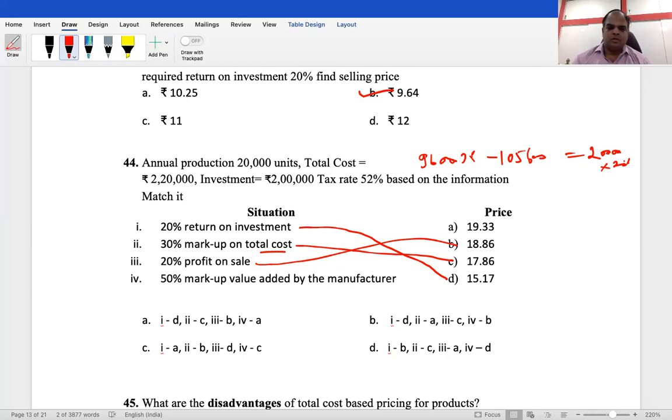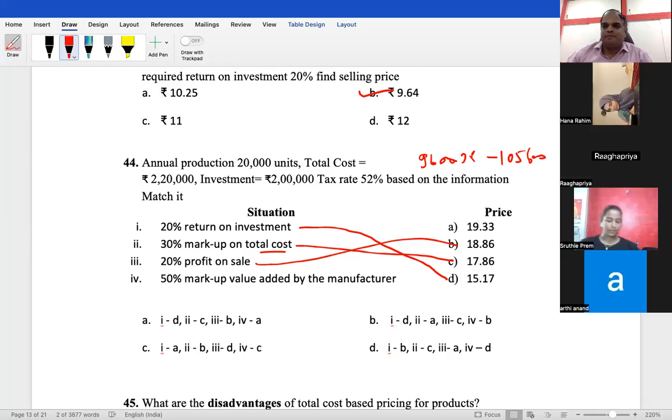So, what about the last one? 50% means value added by the manufacturer. Value added means they are supposed to give the raw material, then only valuation is possible. They are not giving the raw material. You have to assume some raw material, then only can identify. So, obviously, last one A may be the answer. Information is inadequate, so we are leaving it as it is.